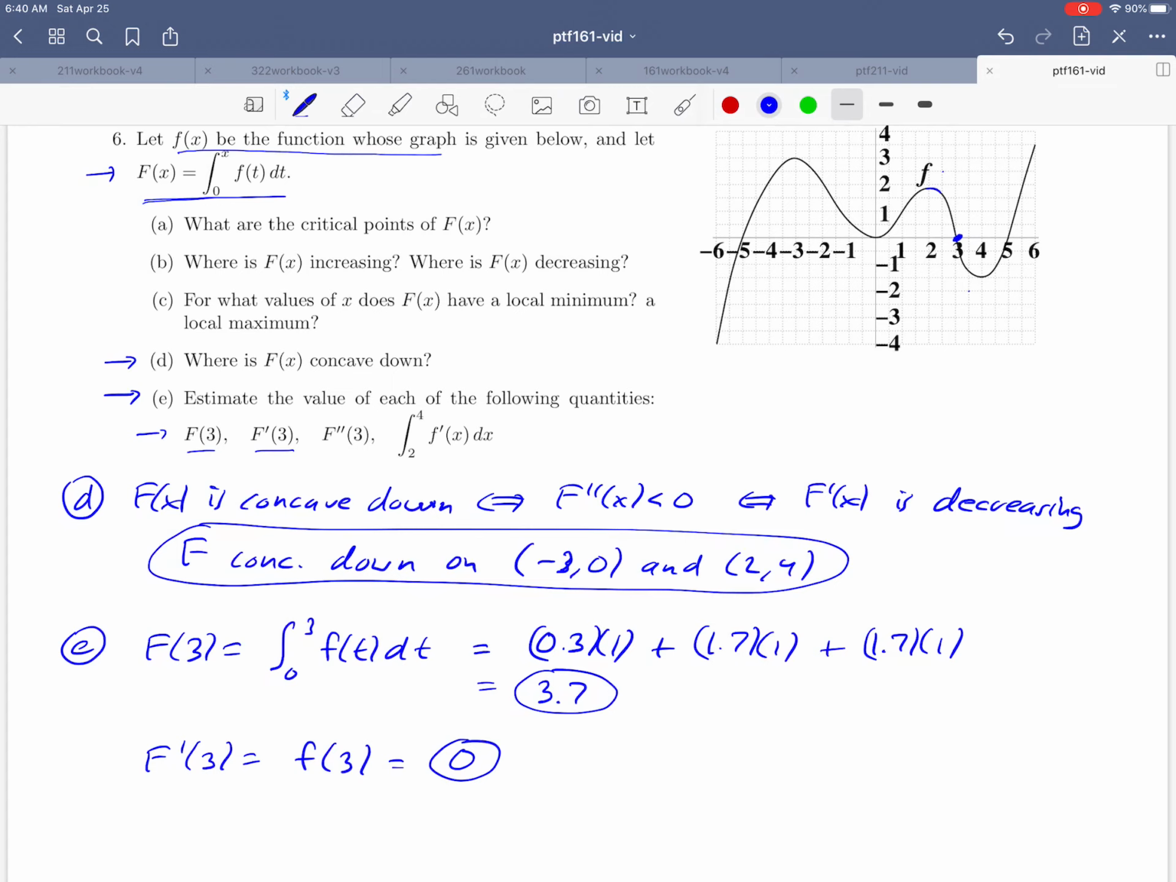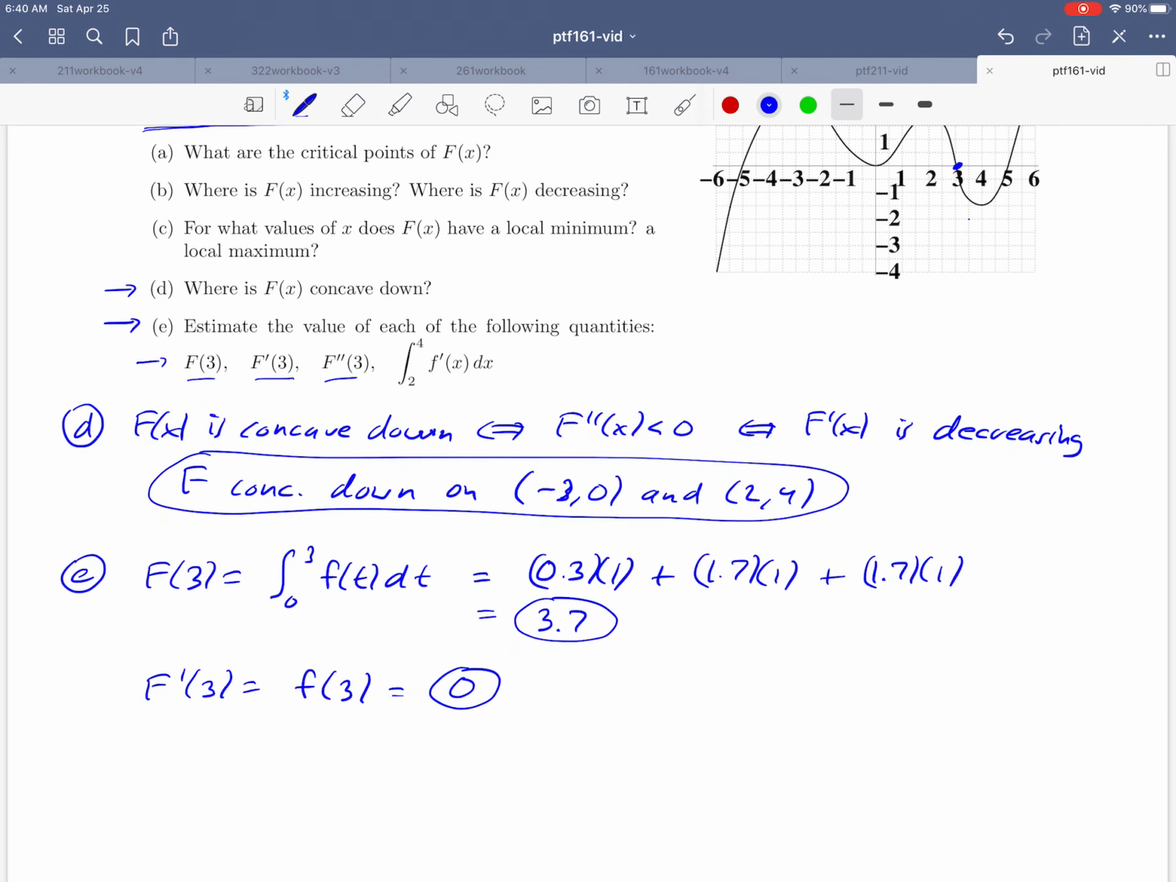Moving on, the next thing we want to calculate is capital F double prime of 3. Doing that calculation is like taking this equation above and just taking the derivative of both sides. So capital F double prime of 3 should be little f prime of 3. Then we have to ask ourselves, how would we get a number for something like that? Well, remember what the interpretation of a derivative is.